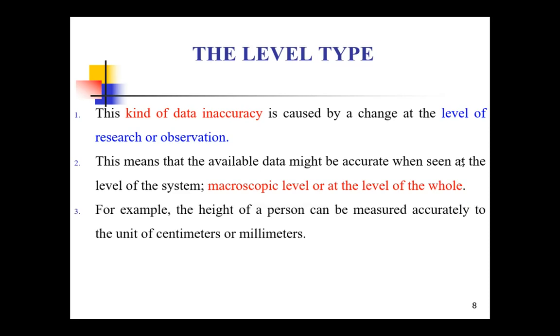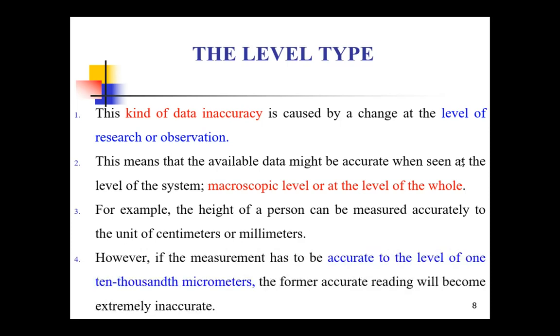The height of a person can be measured in units of centimeters or millimeters. But if I go to the level of 1/10,000 of a micrometer, for example, if I am going with microns, what happens? The more accurate the height of the persons can be mentioned. So the inaccuracy level also exists because of the level type that we are going to use for our studies.